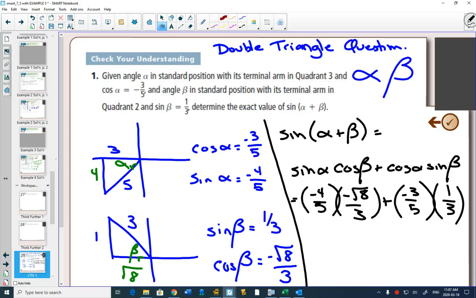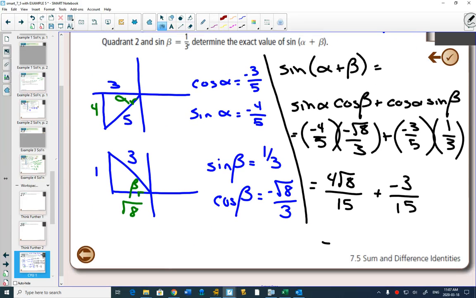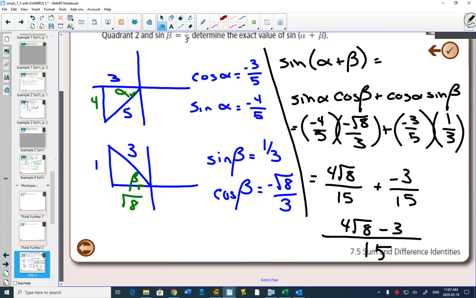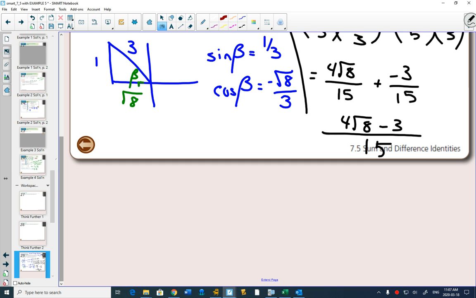Now you have to write your final answer as a single fraction. We have 4 fractions right now. If I multiply these first 2, 4√8/15, that's one less fraction. And multiply these 2, -3/15. I didn't simplify them because they already have a common denominator. Some of you would be able to do both of these steps. 4√8 minus 3/15. That is a single fraction. That's your final answer.